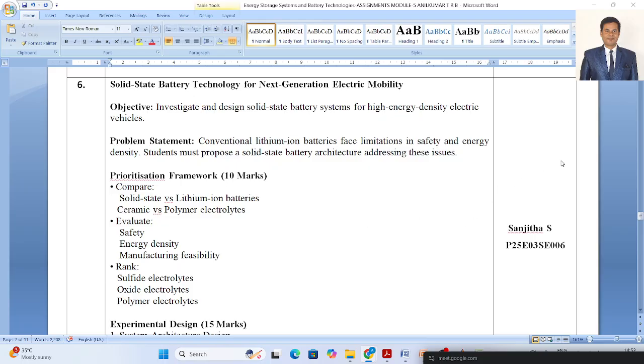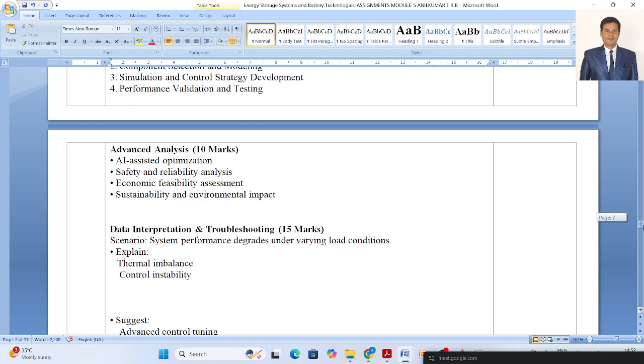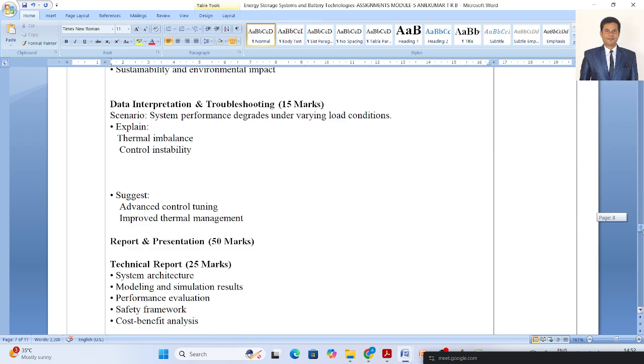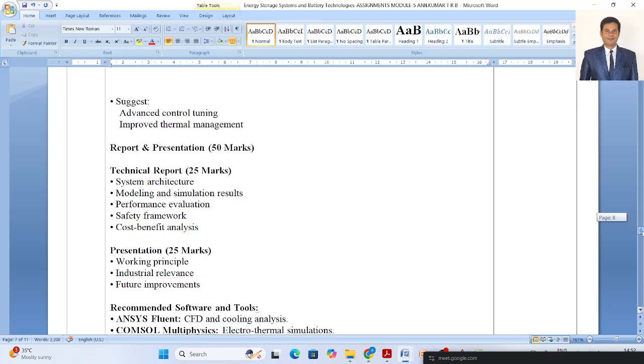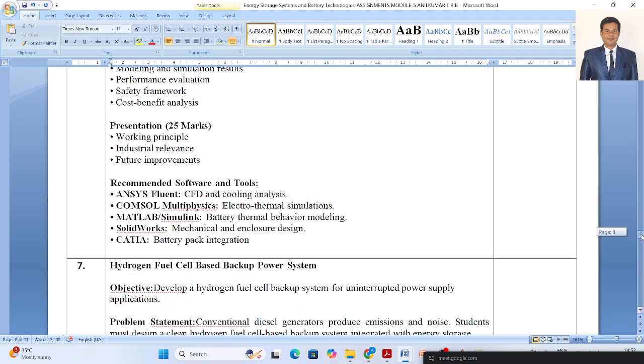Okay, so please go with the electrolytes, studying the analysis of electrolytes, and try to see the energy densities in the cells. Okay, so these are the experimentals and suggestions that have been given over here, right? You can also use these expected recommended software and tools where you can use this.